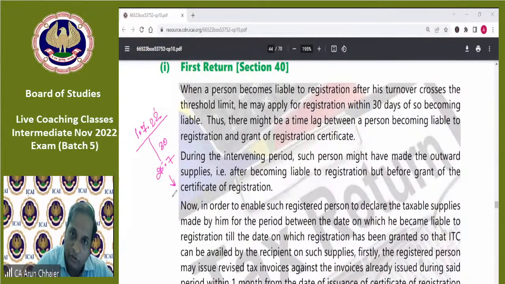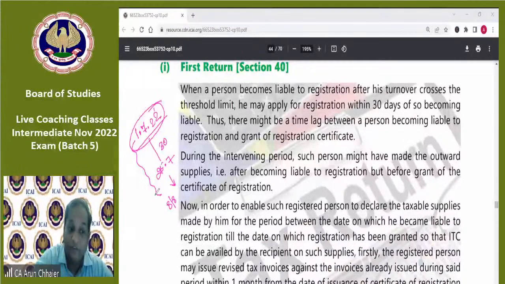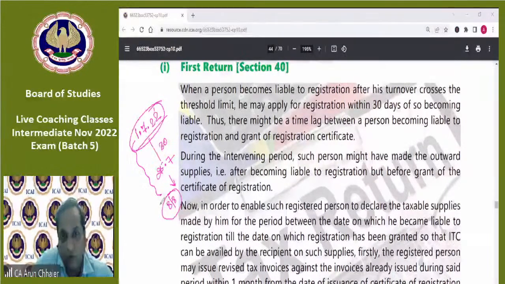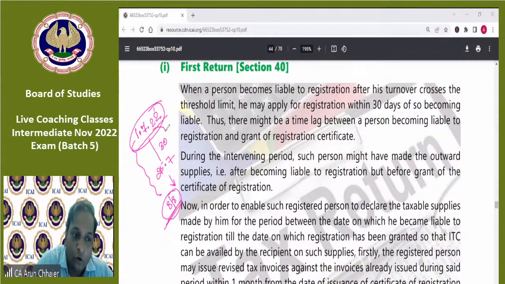Suppose actual registration in REG 06 has been granted on, say, 8th of August. So your effective date of registration would be 1st July. You have to file the first GSTR 3B for the month of August only, right? When you file the 3B for the month of August, you will report all the liability, all the ITC in the first return.